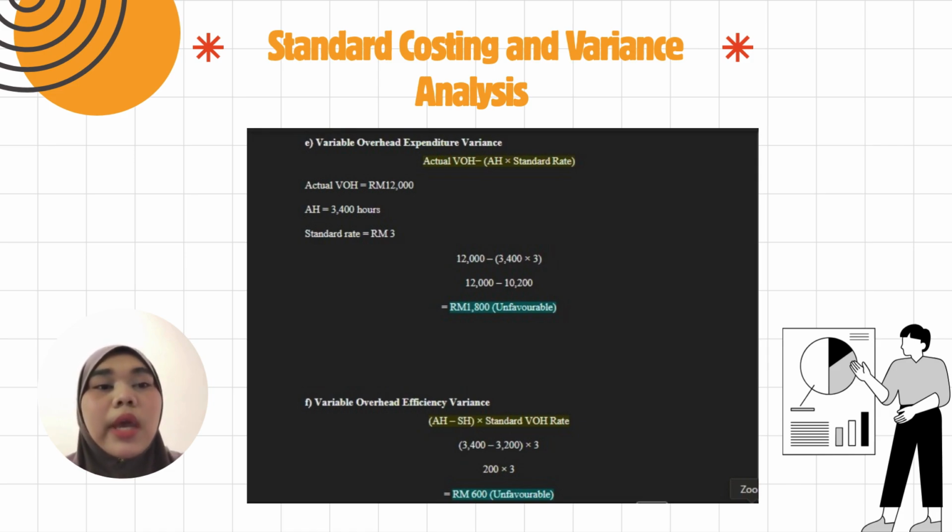And for question F, the question is variable overhead efficiency variance, and the formula we use is actual hours minus standard hours, multiplied by standard variable overhead rate. So the actual hours is 3,400 minus 3,200 and multiply by 3, and the answer for question F is 600 unfavorable.